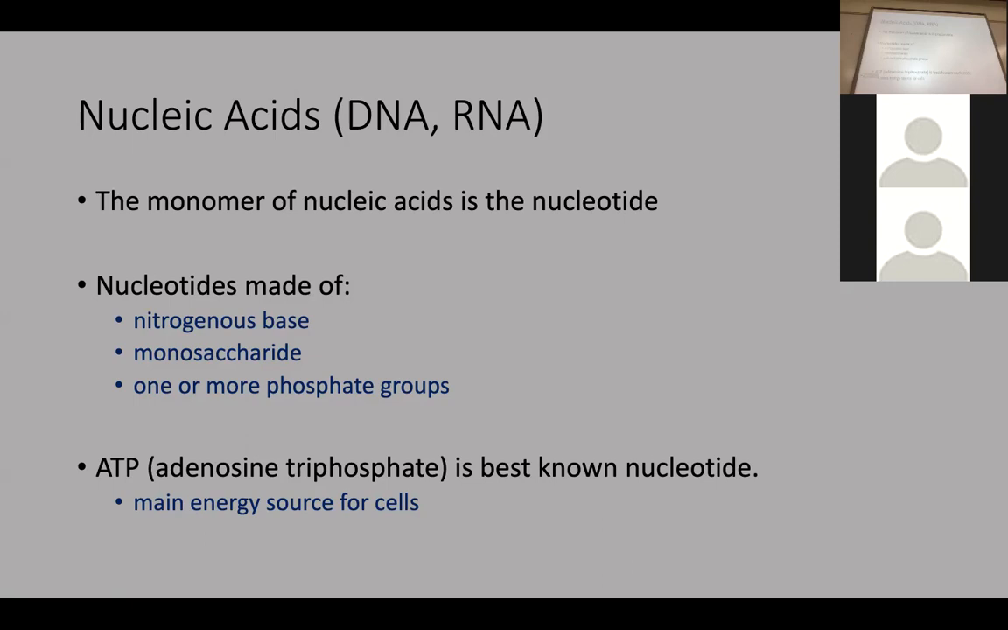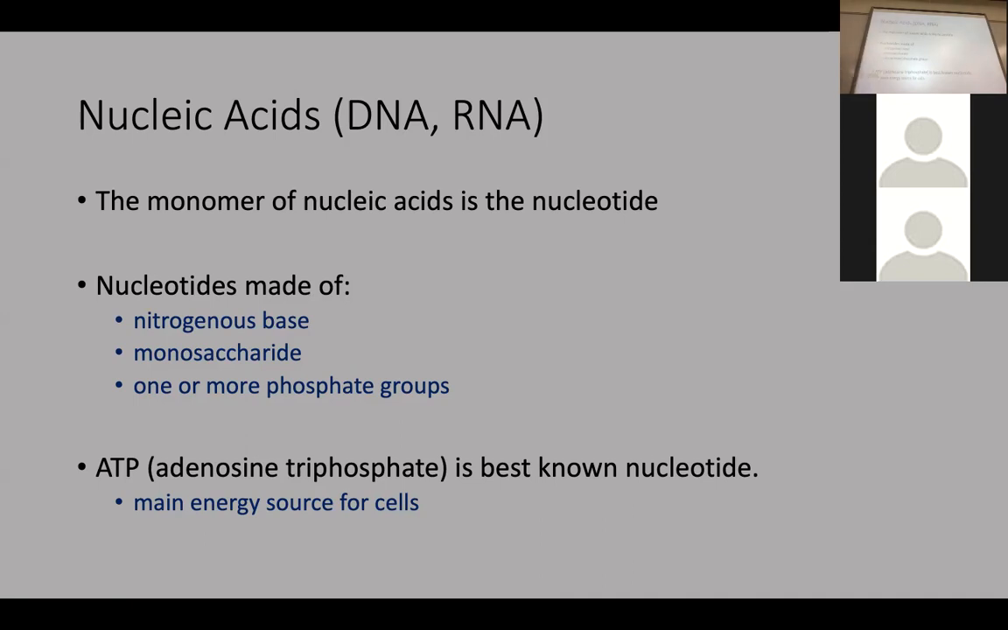Nucleotides are sort of complicated monomers. They have three different parts. So they have a nitrogenous base. That basically means there's a lot of nitrogen in it. And I'll show you what this looks like on the next slide and point out on a diagram where these are in a nucleotide. There's a monosaccharide.